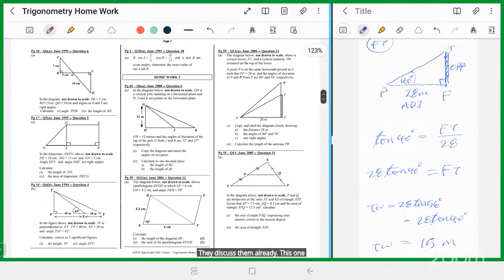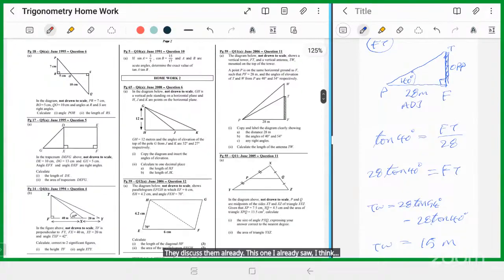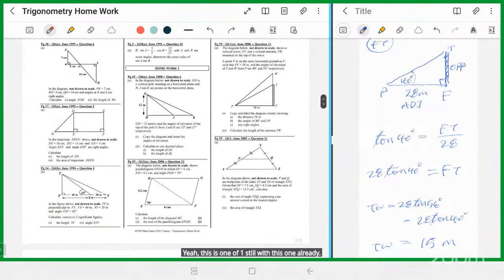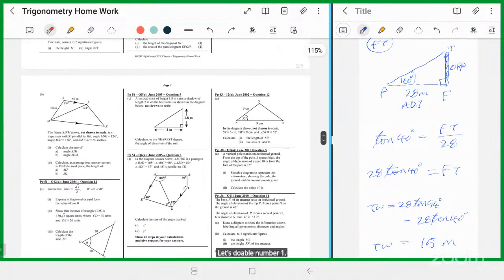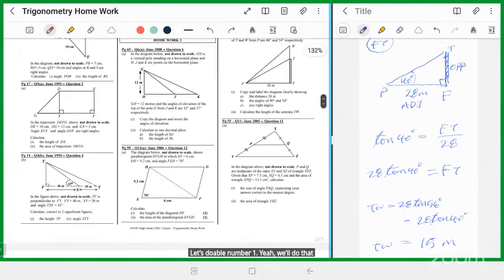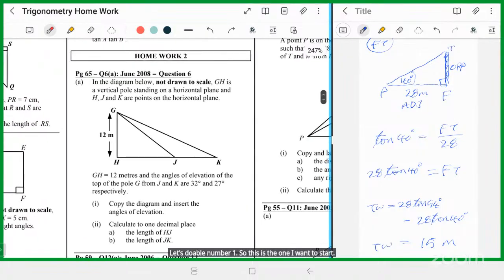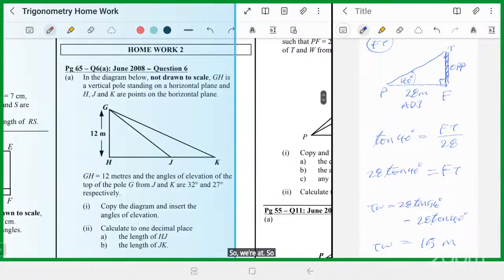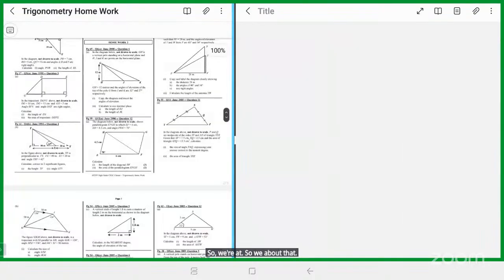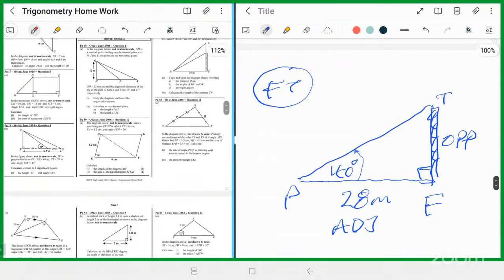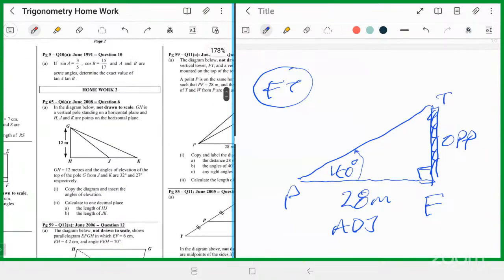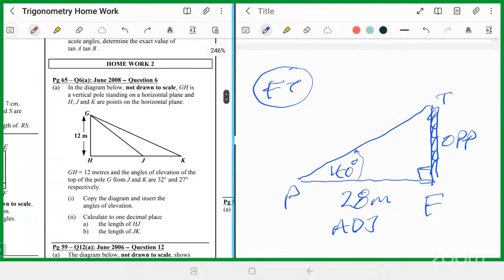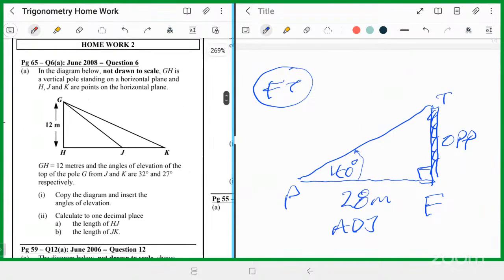So I think this is one I need to do. Yeah, this is homework one still. That's still homework number one. We did that one already. So this is one I want us to do. Sorry about that. We did that question already. First question in homework 2. Let's go.